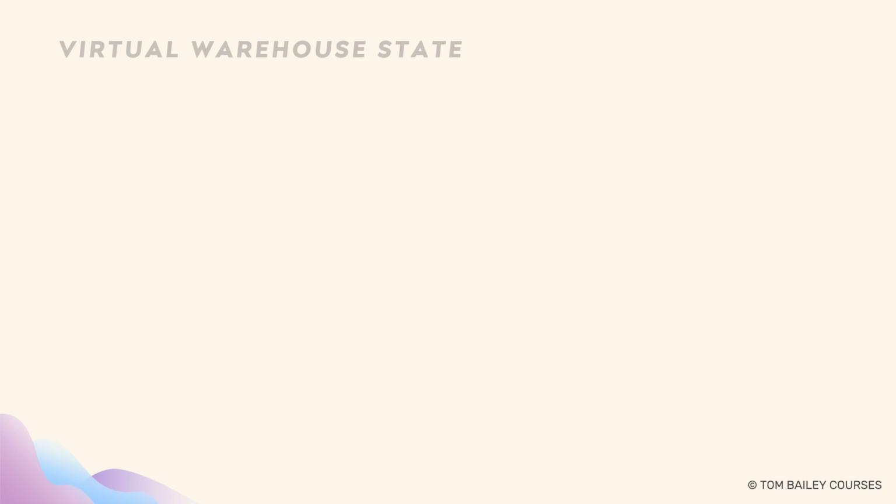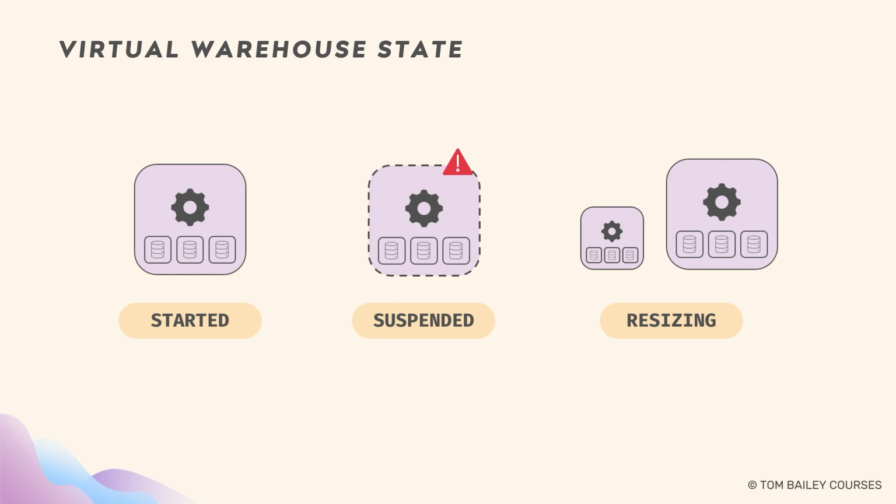The second concept to know is the virtual warehouse state. Virtual warehouses can be in 3 states: started, suspended, or resizing. Started indicates that a virtual warehouse is currently active and it's ready to process queries. In this state, the virtual warehouse costs to run. The opposite of this is suspended. The virtual warehouse is shut down and is no longer costing anything.